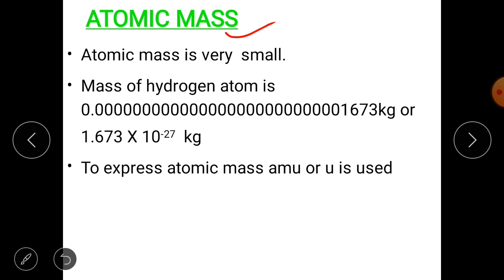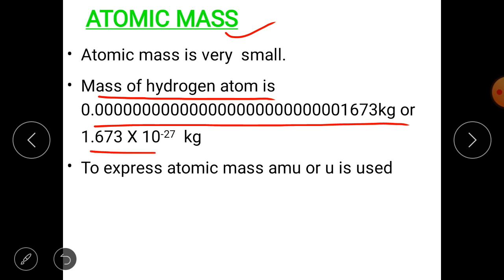You can express it in gram, in kilogram, but the actual mass of a single atom is very small. An atom of hydrogen, which is the lightest atom, has this much mass. Okay? If you don't want to put this many zeros, then you have to write this number in scientific notation as 1.673 into 10 raised to power minus 27 kg. Such a small number. Okay? You have to remember these things.